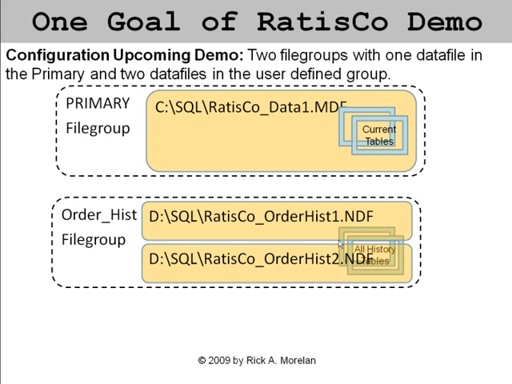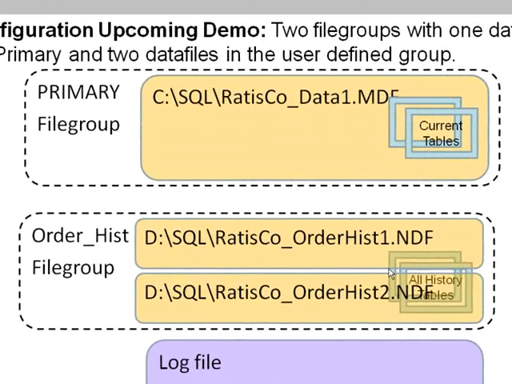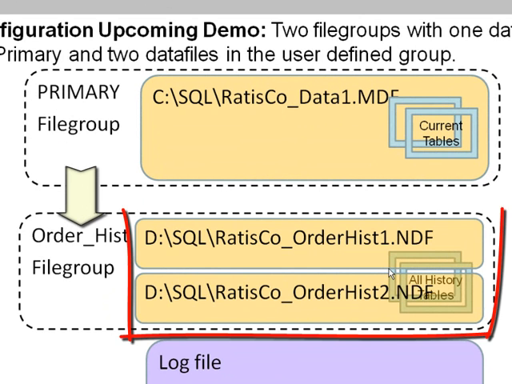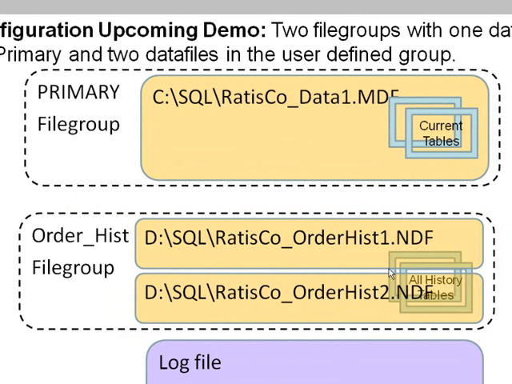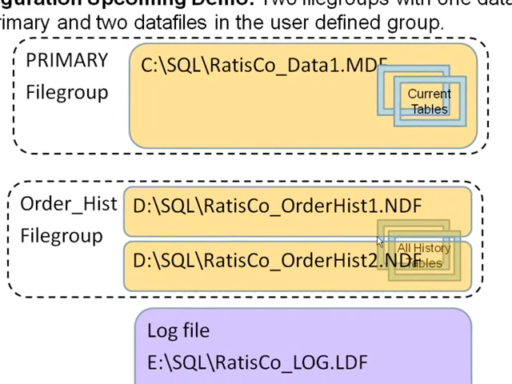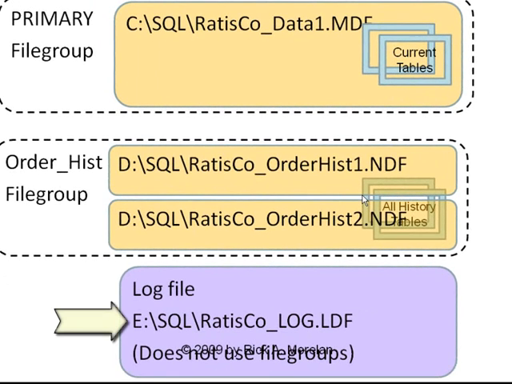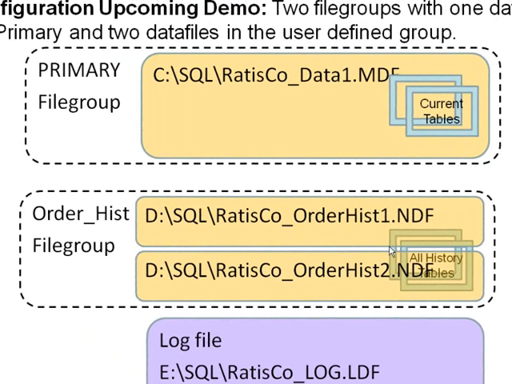The goals of the upcoming demonstration are to do this: have a primary file group with one main data file, create a user-defined file group called orderHist that has 2 secondary data files. The D drive SQL folder will have 2 different files, radisco orderhist1 secondary file and radisco orderhist2 secondary file. Finally, on the E drive, we will use the SQL folder and put radisco_log.ldf.